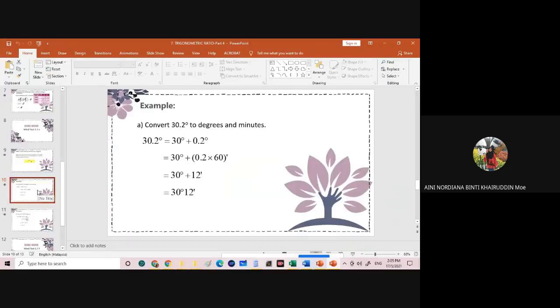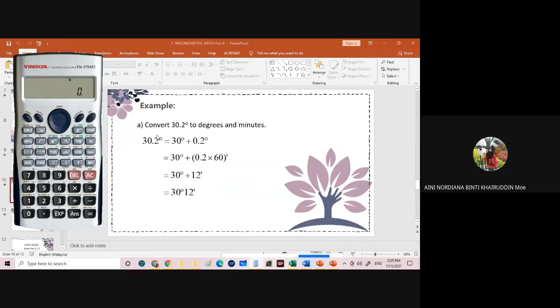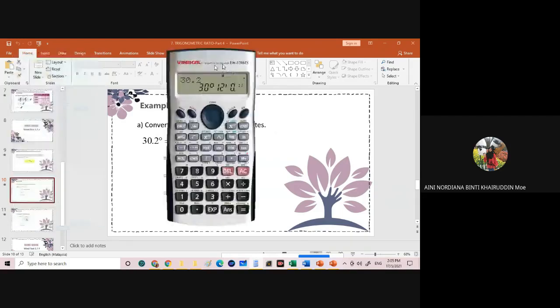Okay, I'll show you how to use the calculator. So 30.2, you just key in the value 30.2, then press equal. Then if you want the answer in degree and minute, you press this button. Okay, can you see this button? So press this button. So the calculator will give you 30 degree 12 minute. Same as this answer.